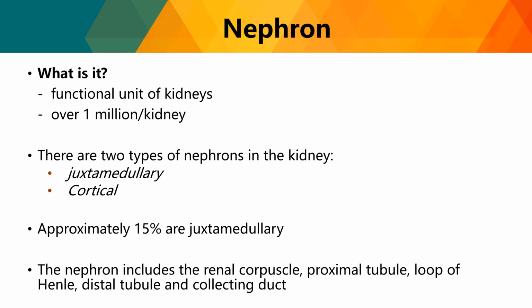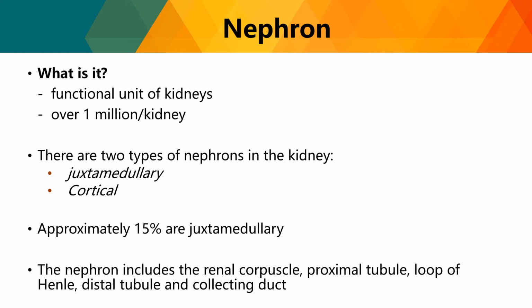Next, we have your nephron. This is the functional unit of your kidneys, and there are over 1 million nephrons per kidney. There are two types of nephrons in the kidney. The first one is your juxtamedullary, and the other one is your cortical.